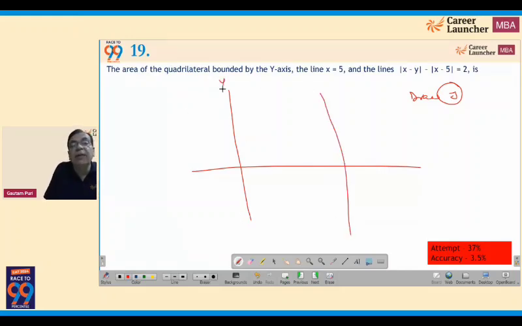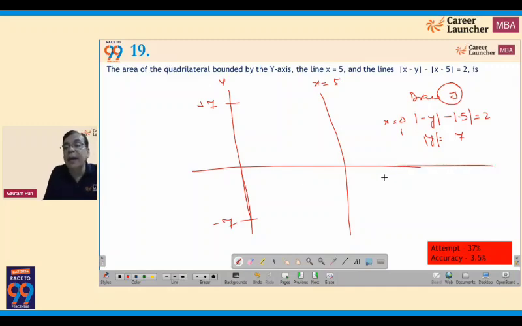Area of quadrilateral formed by the y-axis, x equal to 5, and the lines mod of x, y, x minus y, and this vector. Now, start by taking the value of x as 0. Why? Because on the y-axis x will be 0. So if x is equal to 0, what do we have here? Mod of y, mod of minus y, minus 2. That means mod of y is equal to 7, or y is equal to plus minus 7. So here we have plus 7 and here you have minus 7. Second case, x equal to 5. If x is equal to 5, mod of 5 minus y minus 0 should be equal to 2. So y can be equal to either 7 or 3.